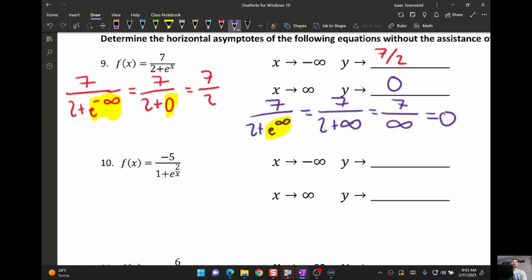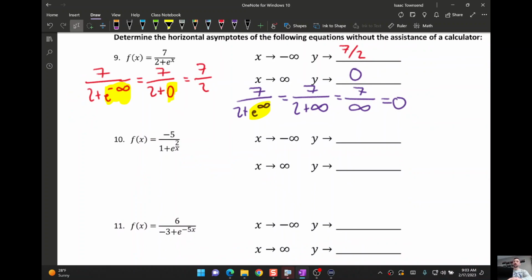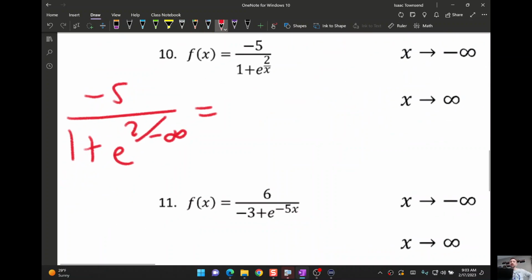Okay, so let's do that again on question 10, and then on 11 I'll give you a chance to try it before we go over it. Okay, so 10, I'm going to plug in negative infinity and try to do the smallest step possible. Because doing too much is just making the questions harder than they need to be. So I end up with this.